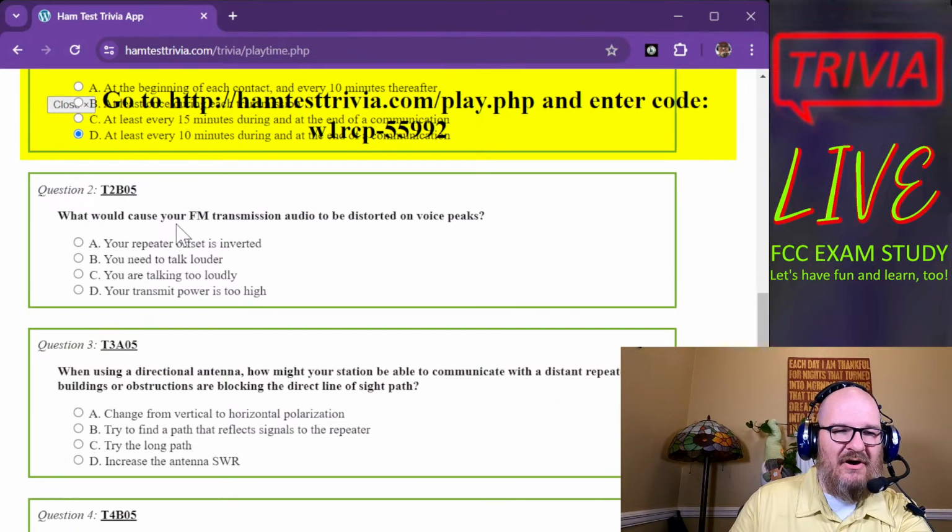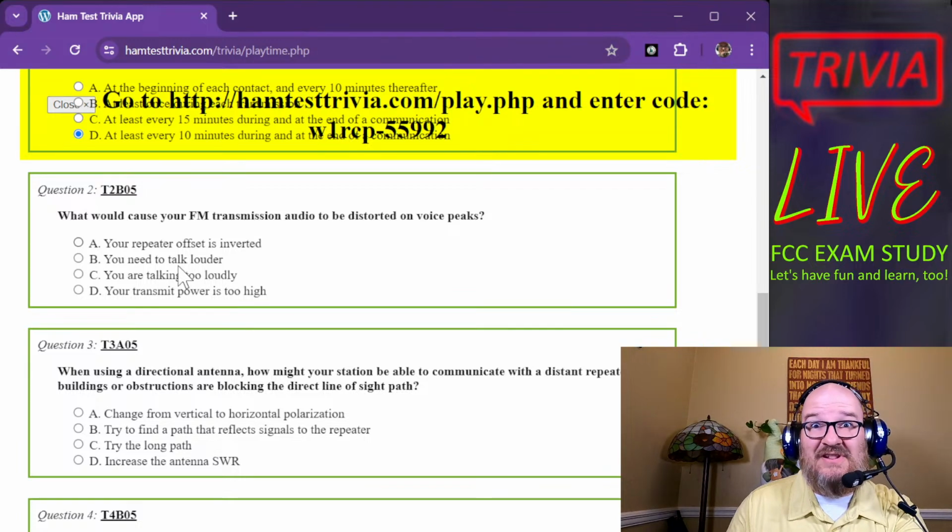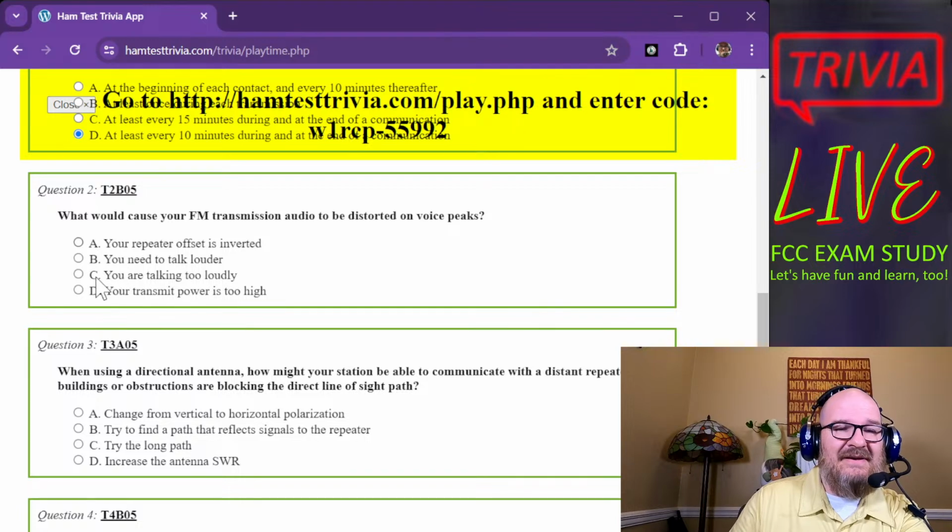Okay, so what would cause your FM transmission audio to be distorted on voice peaks? I think we heard this question last week. Is it your repeater offset is inverted? You need to talk louder. I think it's the opposite of what you need to do. Oh, there's probably our answer right there.